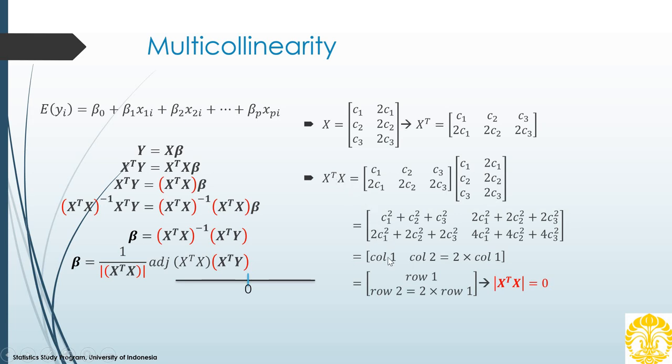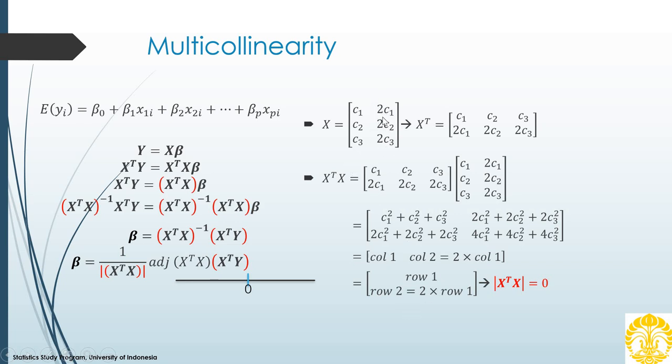For X transpose X like this, remember your course in linear algebra: when one column is a linear combination of the other columns, or one row is a linear combination of the other rows, then the determinant of that matrix will be 0. So here the determinant is exactly 0.